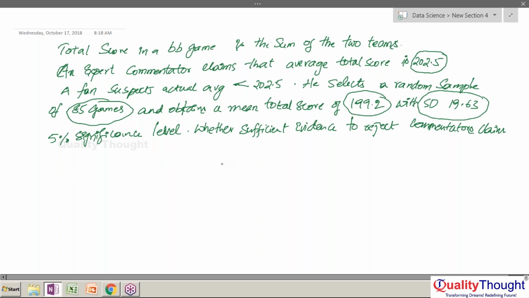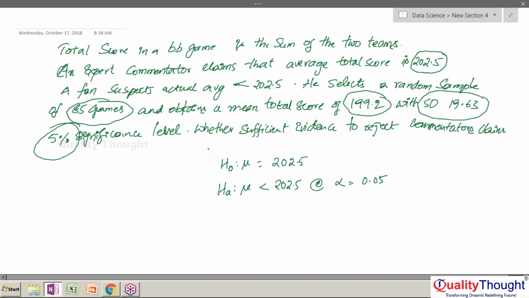Now we need to understand the null hypothesis. H naught: mu is equal to 202.5, right? Very first thing. Number two, HA: mu less than 202.5, which is the alternative, at alpha is equal to 0.05, meaning the significance level they are telling is 5%. 5% means 5 divided by 100, which is 0.05.